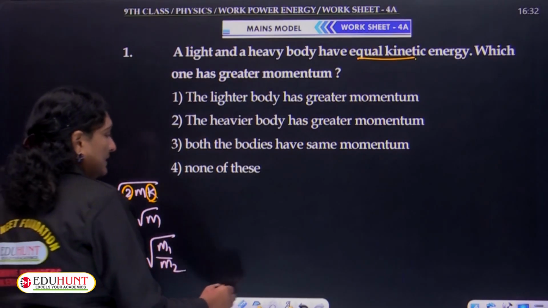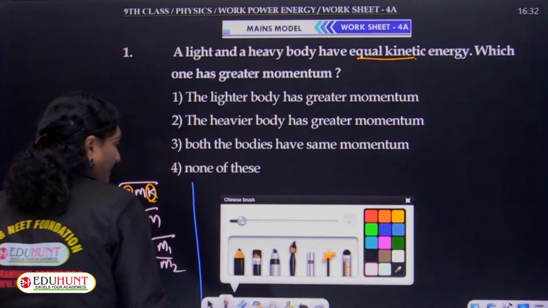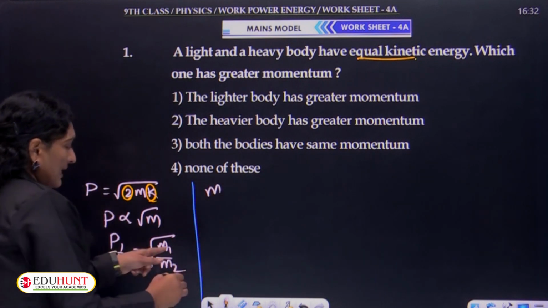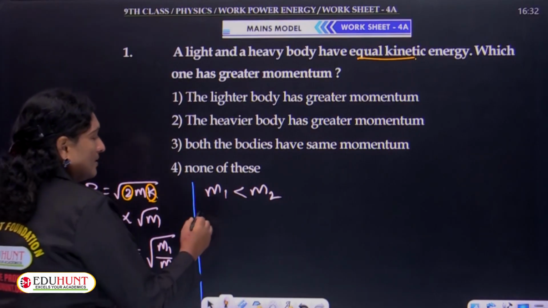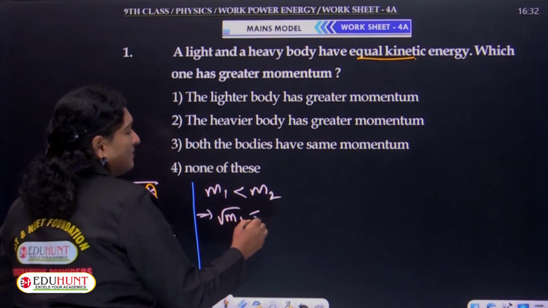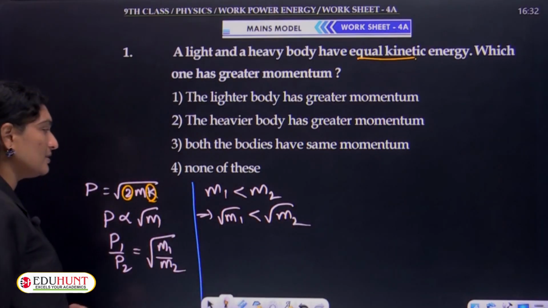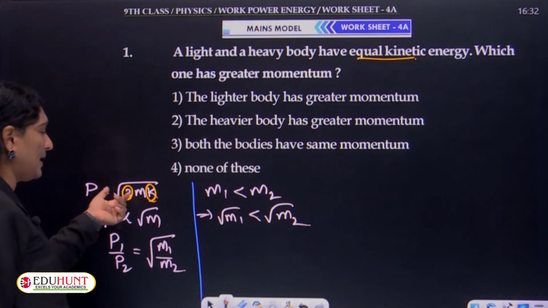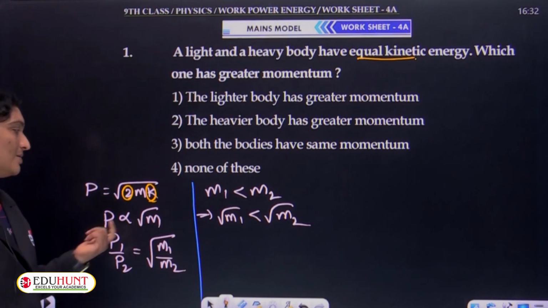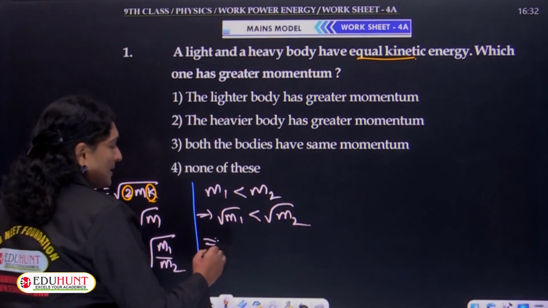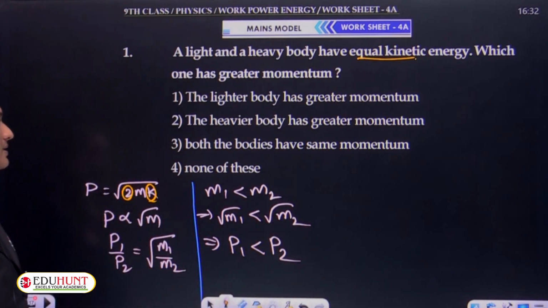But what is the given condition? They gave that the first body is the lighter body. So the mass of the first body is lesser than the mass of the second body. This implies root over the mass of the first body is lesser than root over the mass of the second body. As P is proportional to root m, the heavier the mass, the larger the momentum. The lesser the mass, the lesser the momentum. So they are linearly dependent. This implies that the momentum of the first body is lesser than the momentum of the second body.